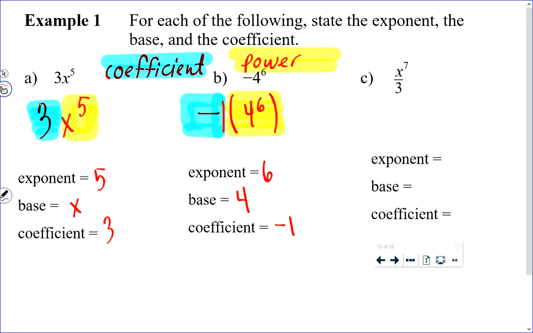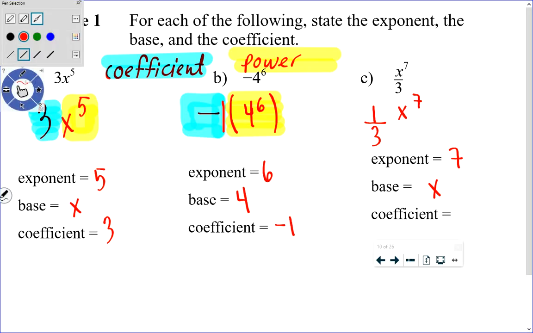Let's take a look now at C. In order to understand what the coefficient is in C, I think most of you would guess that the base is x and the exponent is 7, and you would be right. In order for you to understand what the coefficient is, you need to appreciate that when you divide something by 3, that is the same as multiplying it by 1/3. So just to be complete here with all my highlighting, x to the 7 is the power of this exponential expression. The coefficient is 1/3.